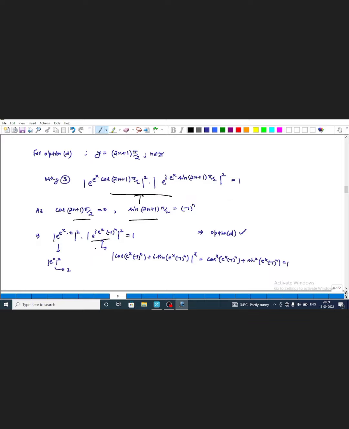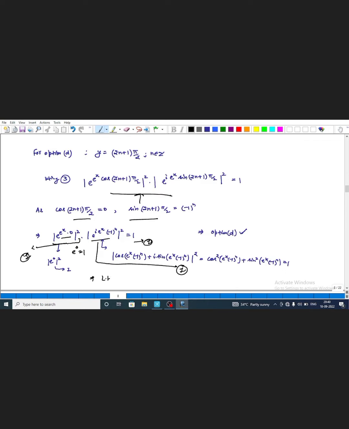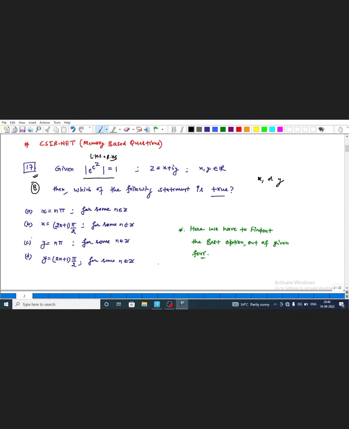As we know, using Euler's theorem, this whole term converts to the value 1, and this converts to e^0, which is equal to 1. So the left hand side is equal to 1 and the left hand side is equal to the right hand side. So option D is correct. That is, option A is incorrect, option B is incorrect, option C is incorrect, and option D is correct.